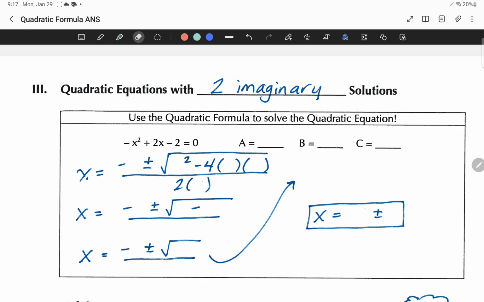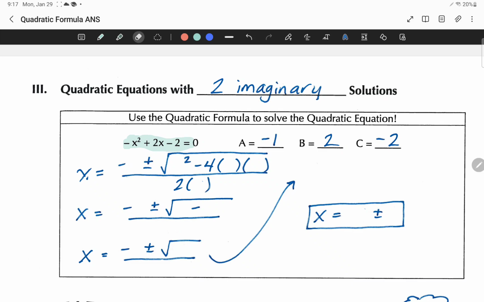So here we go. First things first, you've got to make sure that you have your equation in standard form. So let's look if we do. X squared, x, and 2. So it is, so we don't have to touch it. So we're just going to leave it as it is. Now let's go ahead and move on to actually plugging in what we know. So if I look at my trinomial, I know A is going to be negative 1. I know my B is going to be 2. And I know my C is going to be negative 2.